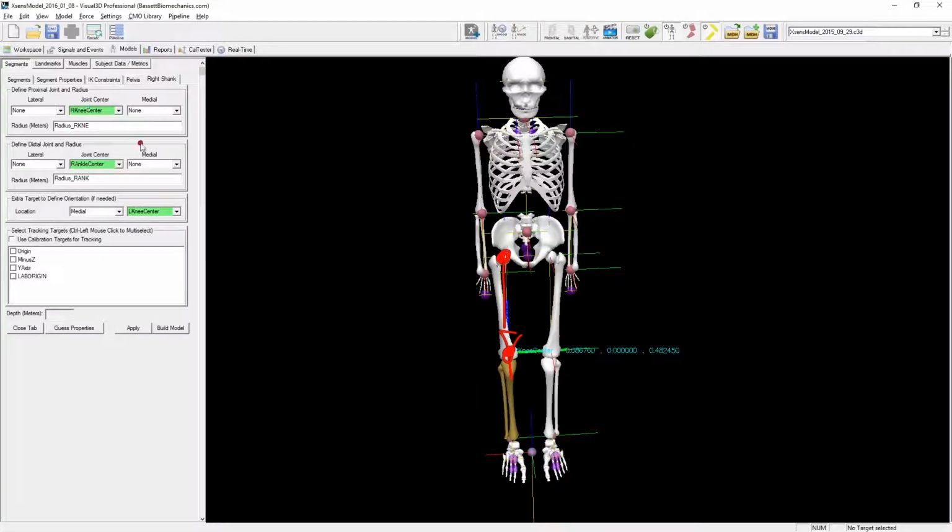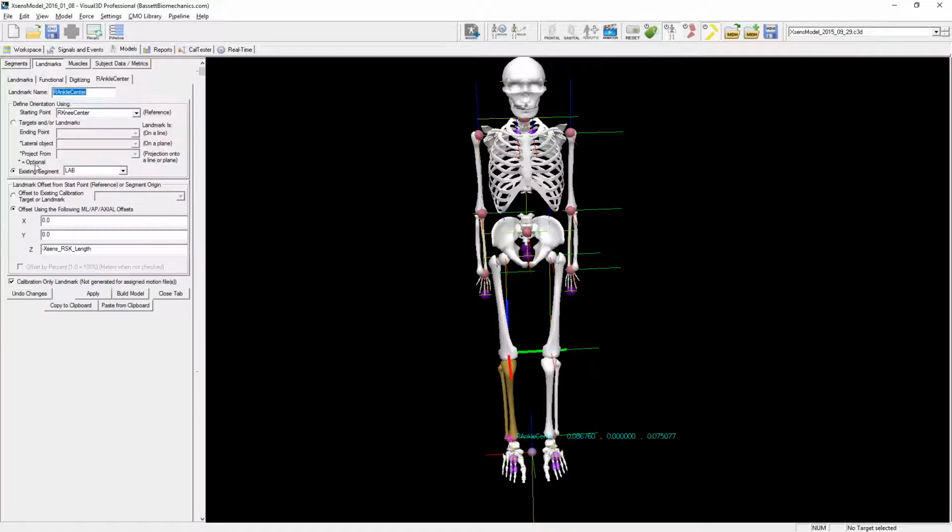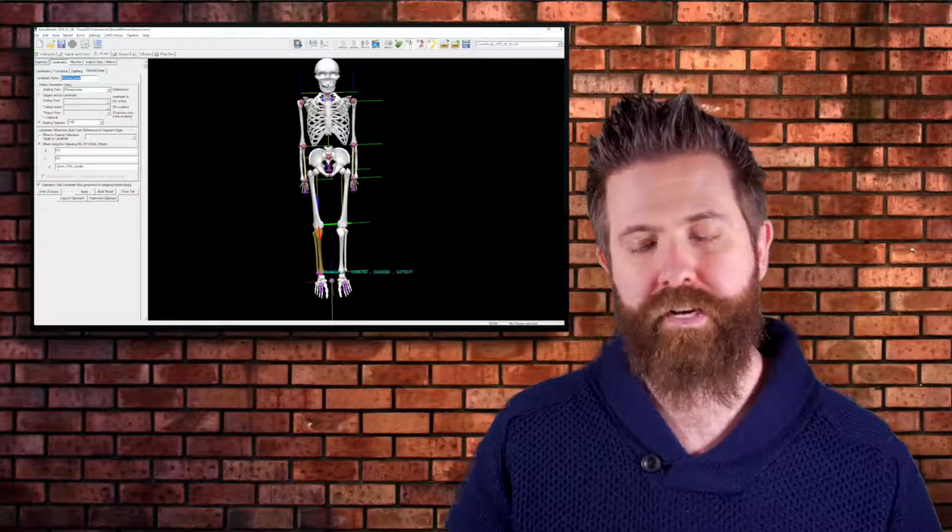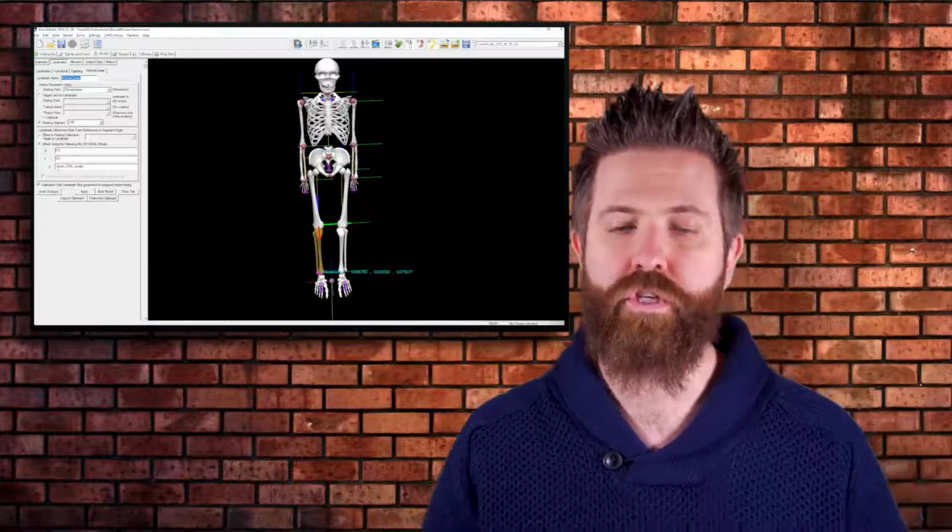Now, the right ankle center, if you go to landmarks, you'll see it starts at the right knee center, and within the lab, it goes in the negative Z direction, that length of the right shank. So you can see there's definitely a pattern occurring here where we define each segment based on that length, and that length is based on the length of the previous segment. So hopefully that's clear enough and it's not causing you too much confusion.